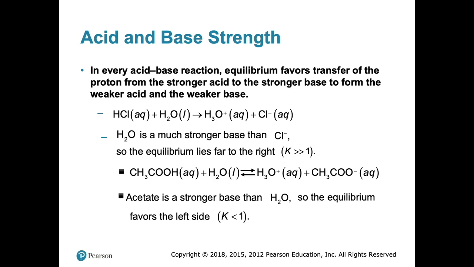Way greater than 1. So here's the example with acetic acid, which is vinegar. You add it to water, and now you get hydronium and the acetate ion. The acetate is a stronger base than water, so the equilibrium lies to the left this time. So it's more likely that you keep things as acetic acid than them turning into acetate. That's the difference between a strong acid and a weak acid.